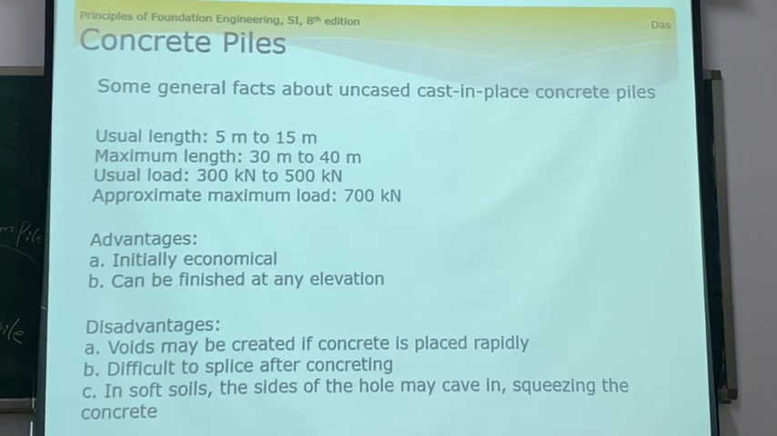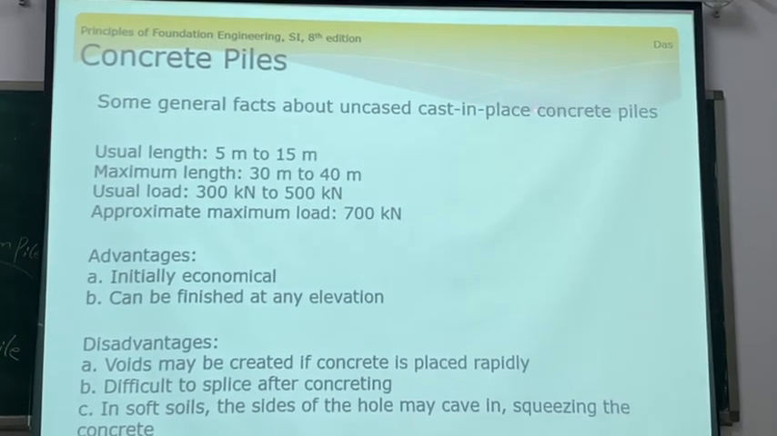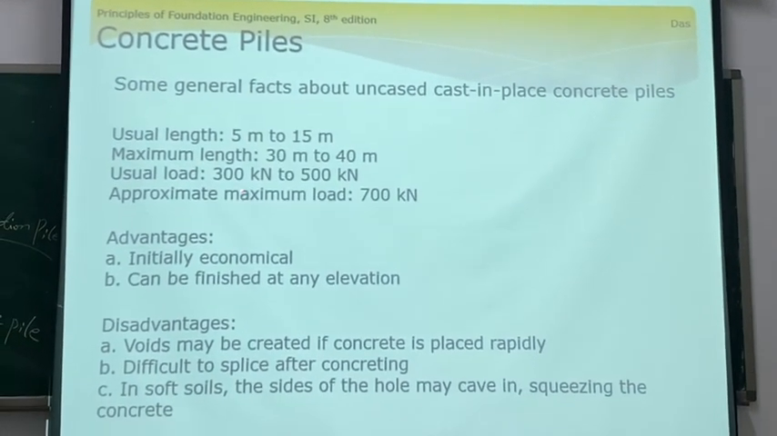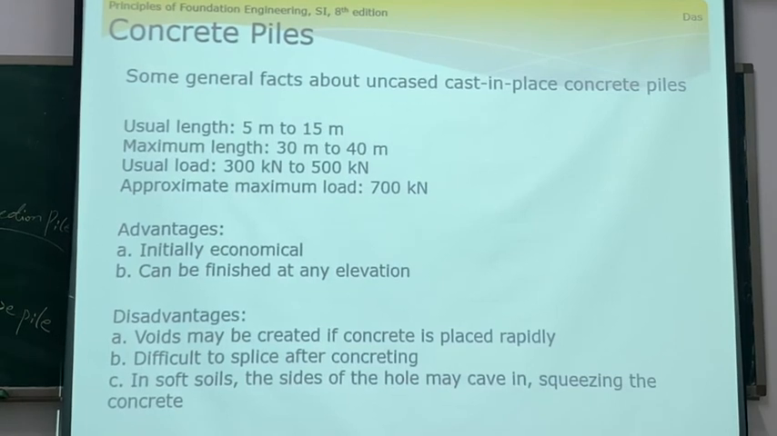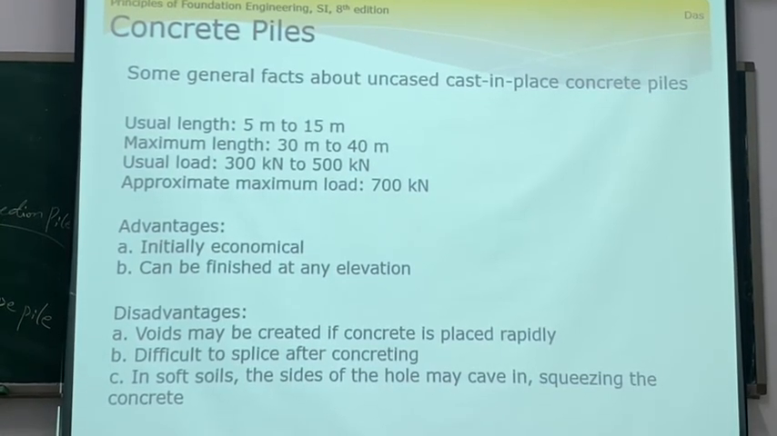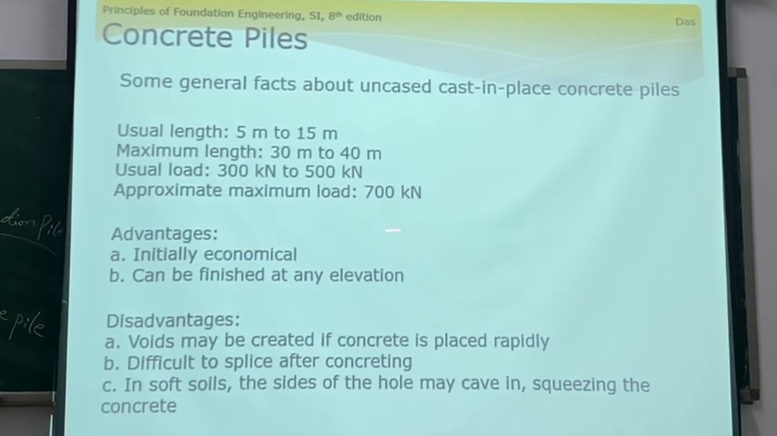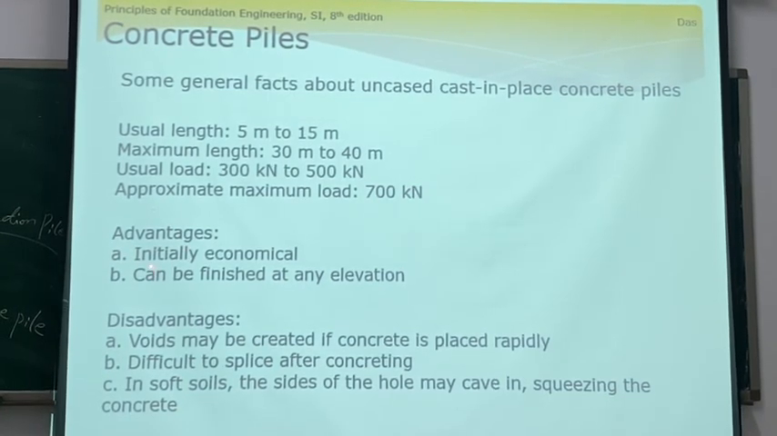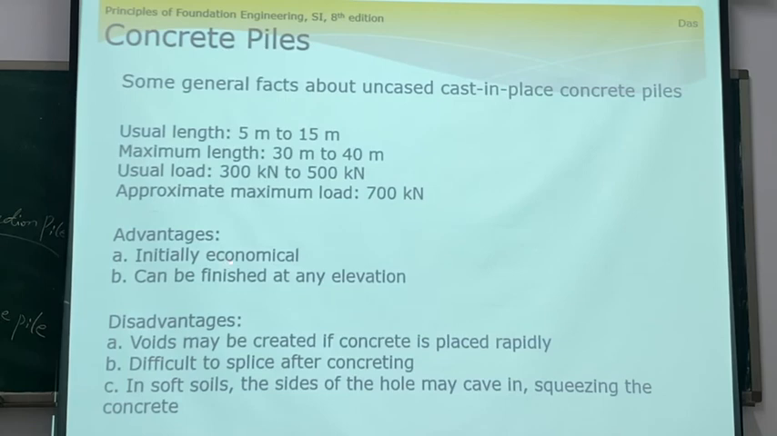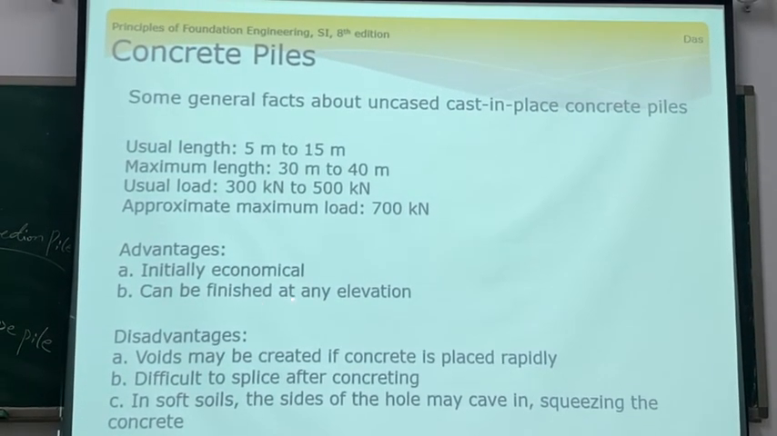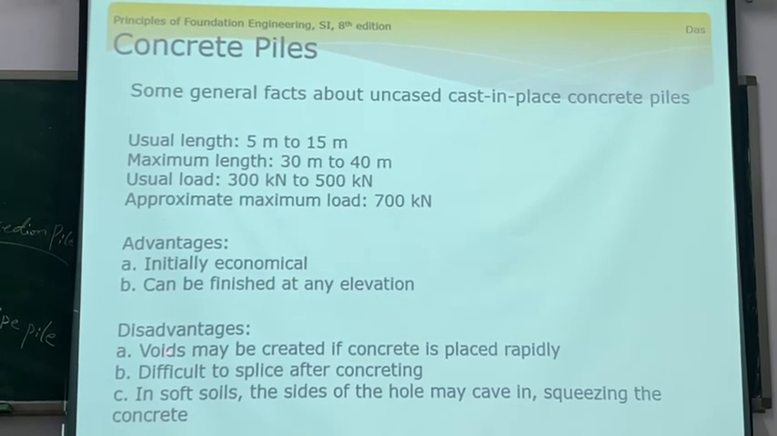Some general facts of an uncased casting impression by concrete pad usually is 5 to 2. This is the maximum load reaching to 700 km. The advantage is initially economy. Economical. Can be produced at any elevation.